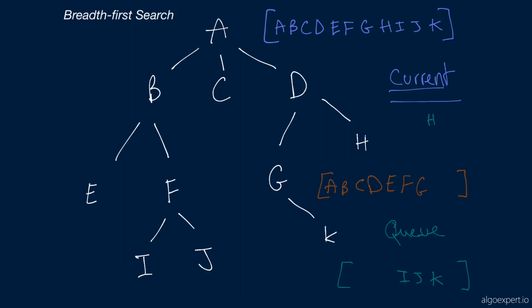So pop H, put it as our current node, add its name, add H's name, and then pop I, and so on and so forth. So I'm not going to go through the end of this example. We can just add I, J, and K here.